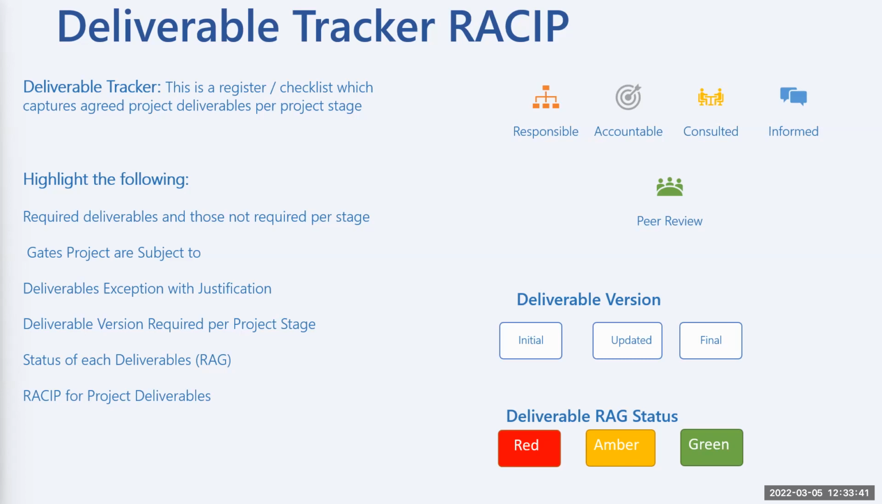Because sometimes, depending on the type of the project and the complexity or the value of the project, not all the deliverables will be applicable, right? So the deliverable tracker will help you to know which deliverables are required at this stage, which are not required, and which stages or gates this project needs to go through. You also say, if some deliverables are not required, maybe by exception, not necessarily because they are not meant to be delivered, you need to give a justification. So you have that in your deliverable tracker, saying there should be a justification as to why those deliverables will not be delivered. And it also helps you to understand the version of the deliverables.